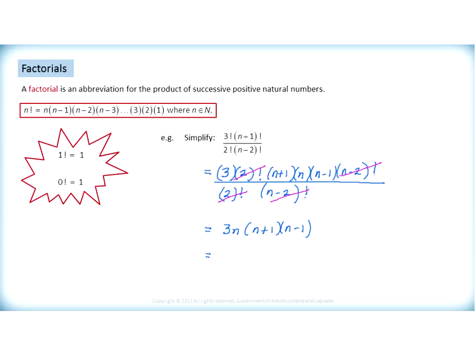When you multiply that out, you will get 3n squared plus 3n multiplied by n minus 1, and you can use the FOIL method to multiply that out to get 3n cubed minus 3n squared plus 3n squared minus 3n. This simplifies to equal 3n cubed minus 3n. So that's one way in which we can simplify factorials using factorial notation.